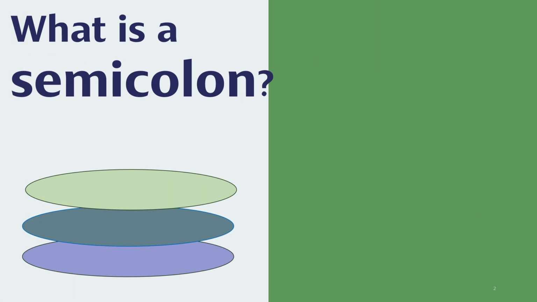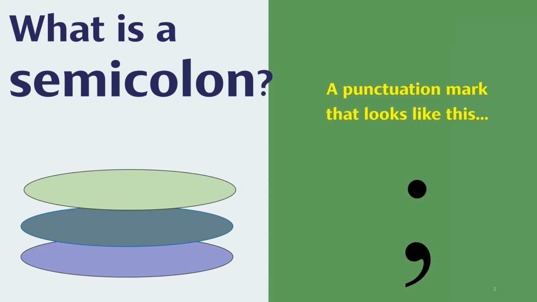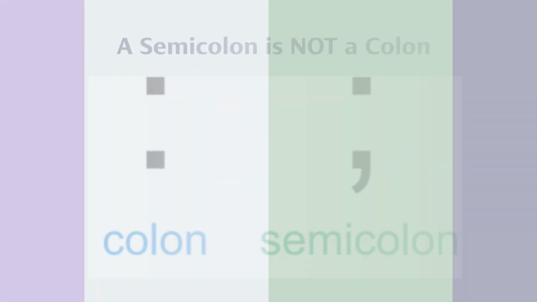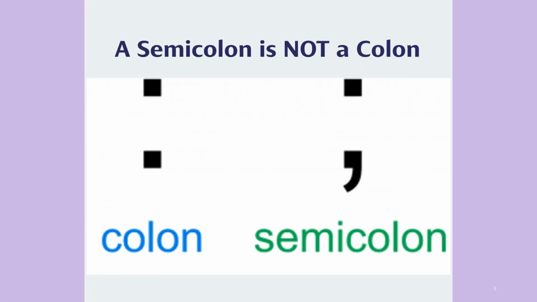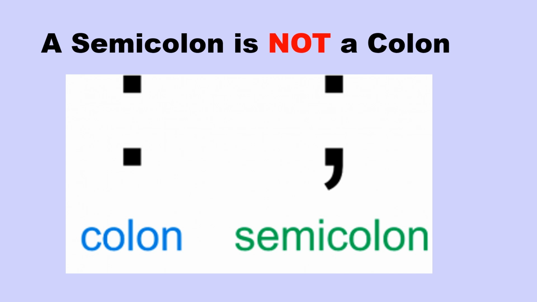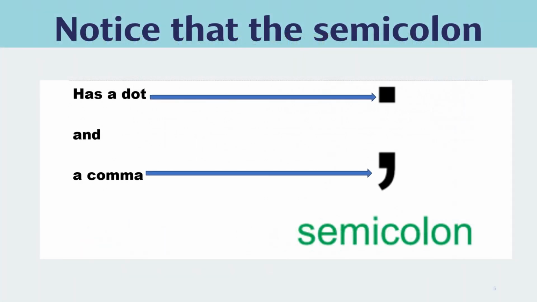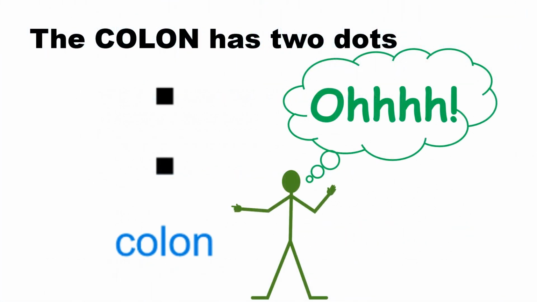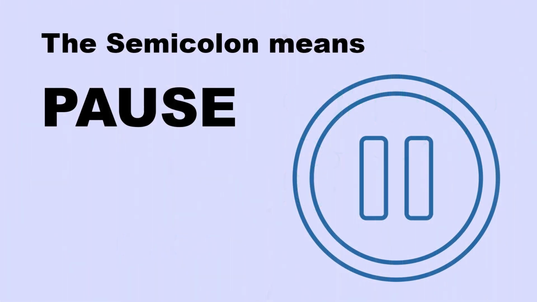What is a semicolon? Well, it's a punctuation mark that looks like this. A semicolon is not a colon. Take a look at the difference. The semicolon has a dot on the top and a comma on the bottom. The colon has two dots. The semicolon means to take a pause.